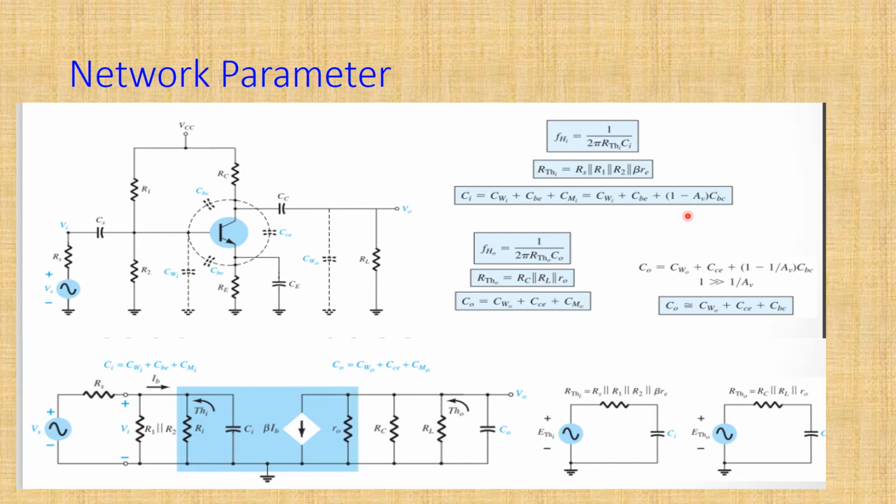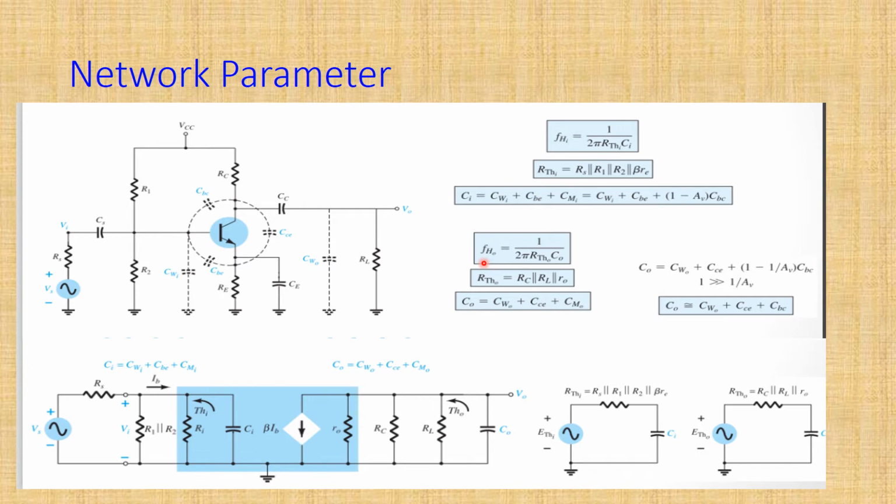So from here you make a note that CBC is the feedback capacitance. Okay, so it is adding as a Miller capacitance, and at the input side it is written as (1 minus AV) into CBC. So that forms the input capacitance CI, and you can find out the value of FHI, which is the higher cutoff frequency at the input side.